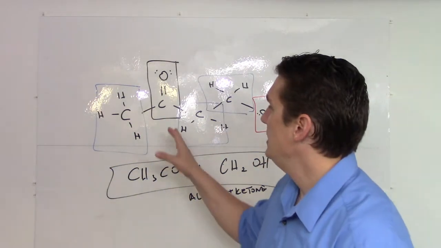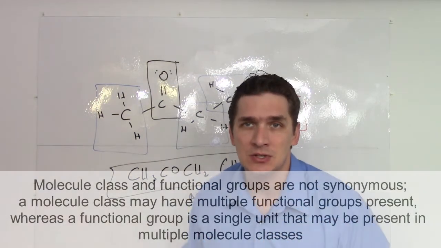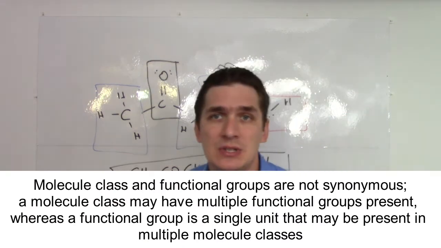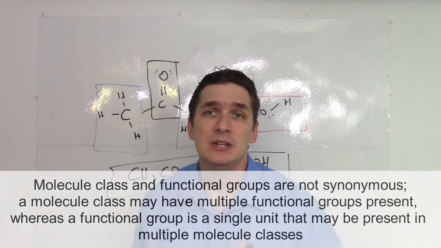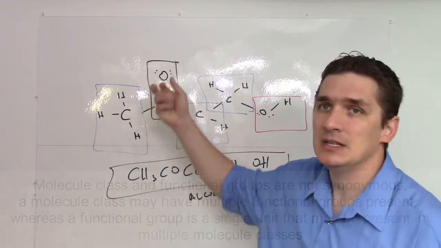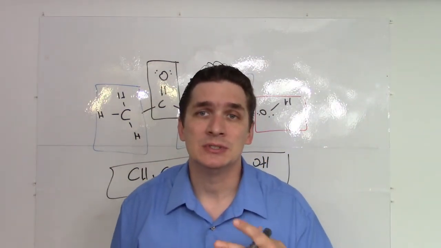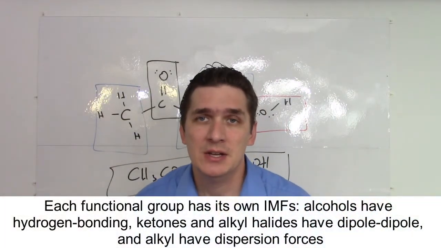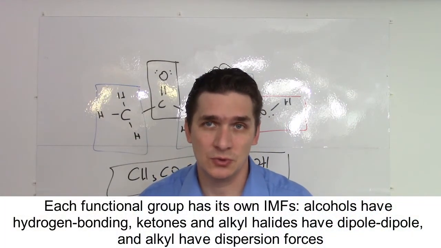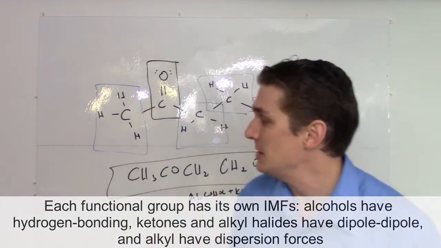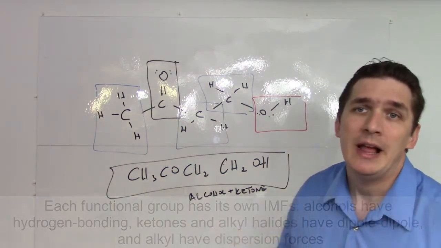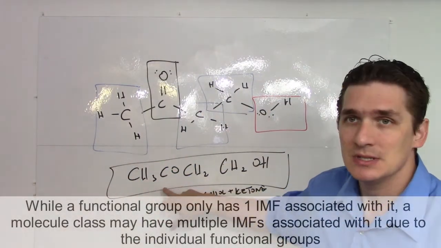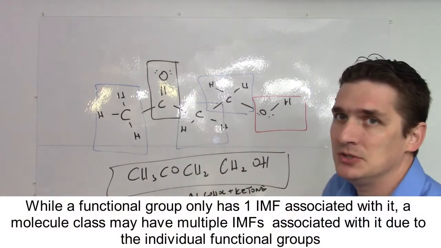So each functional group has its own unique intermolecular forces, and it only has one. So in the case of the CH, CH2, CH3s, this is going to be a dispersion force. The ketone, the CO here, is going to have dipole-dipole. The alcohol, the OH here, is going to have hydrogen bonding. So each functional group only has one intermolecular force, but this molecule, this alcohol ketone, actually has all three intermolecular forces present. It has dispersion forces, dipole-dipole, and hydrogen bonding.